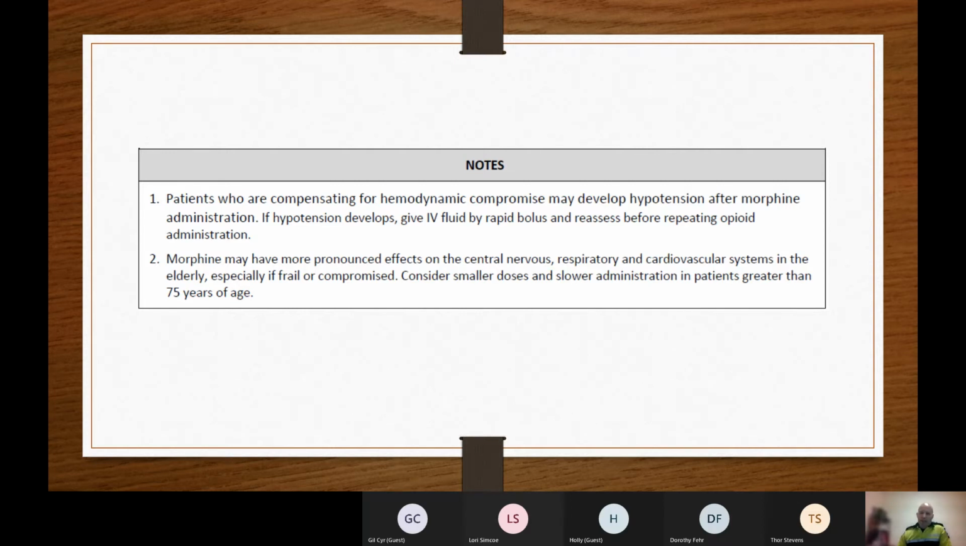The other thing as well is morphine affects gastric motility. So if they've swallowed oral anticoagulants directed by the cardiac physician, it may not get absorbed because morphine is going to slow down all their gastric motility.